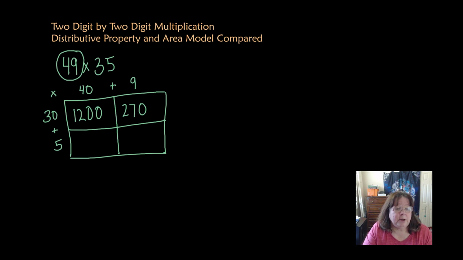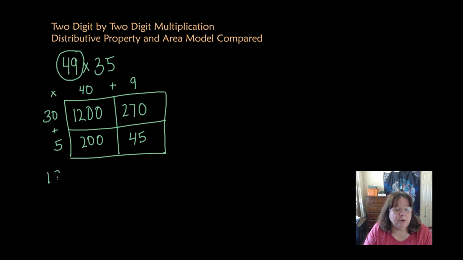This box, we're going to multiply the 40 times the 5. Well, 4 times 5 is 20, so 40 times 5 is 200. And here we have 9 times 5, which is 45. So these are our partial products. And I think the book has us doing it across this way, but for sake of space, I'm going to write them down here because I'm going to use this side for the distributive property.